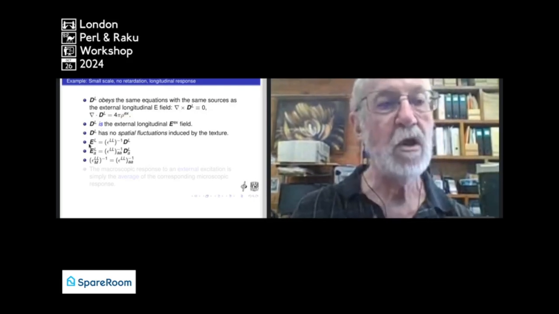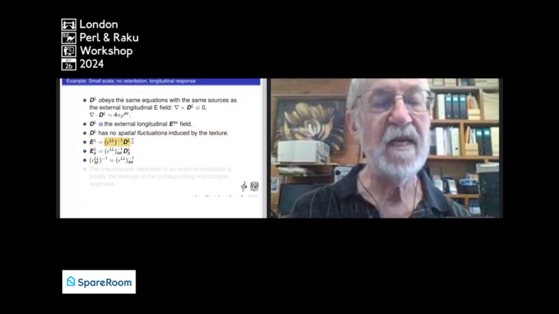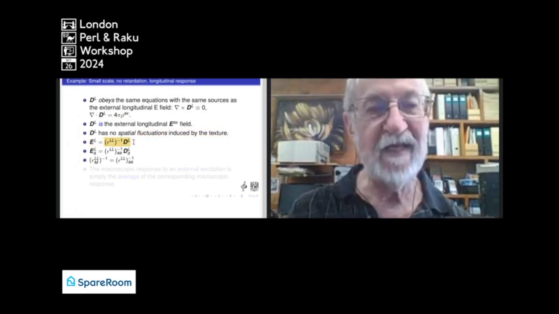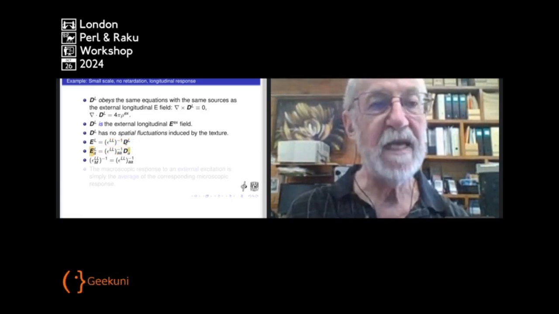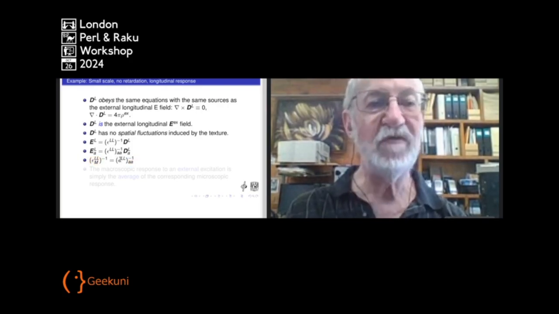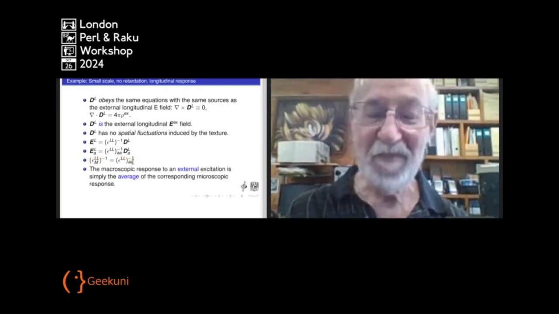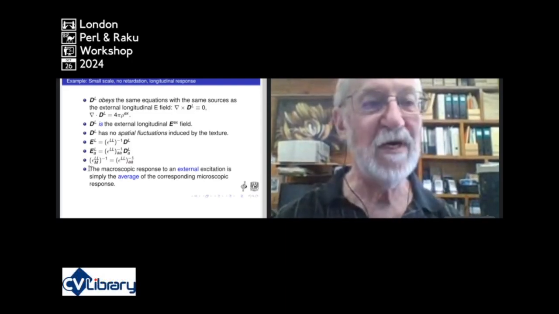So if I write the electric field in terms of the displacement field, instead of writing the displacement field in terms of the electric field, this is an equation that can be averaged, and since D has no fluctuations, it turns out that the macroscopic response is just the average of the microscopic response. So I don't have much time to explain this, but it is summarized in this phrase.